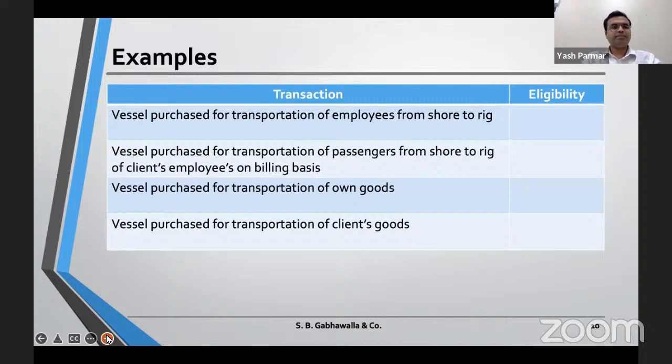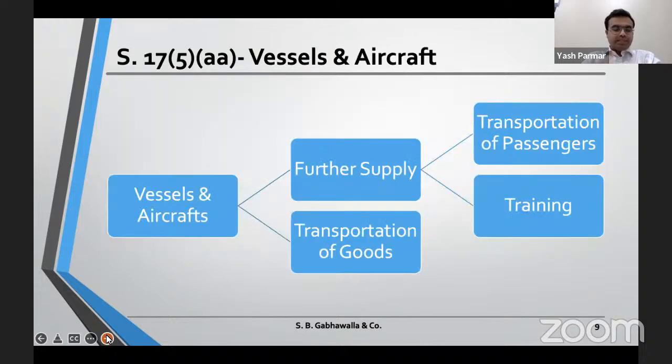First example being vessel purchased for transportation of employees from shore to rig. In this case, ITC will not be allowed. Let me just take you back again to this particular slide. What it says is that if a vessel or aircraft is used for further taxable supply of transportation of passengers, then ITC will be allowed.